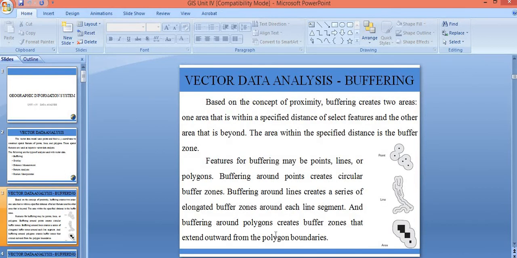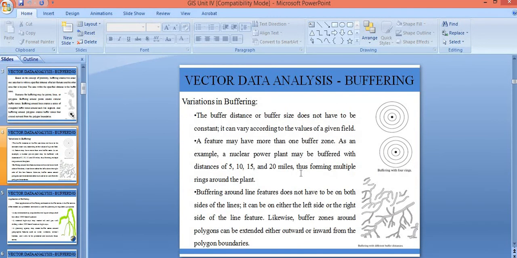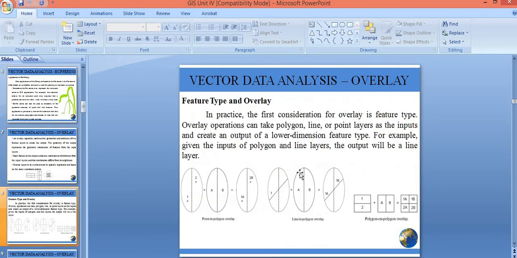Okay, so what about buffering? Buffering means nothing but you are just finding the area within a particular distance. Say for example, you have 2 points here. So around these 2 points, you are just finding the area. Normally this buffering operation is used for identifying the buffer zones, and these buffer zones will be helpful for us to take some critical decisions. Okay, fine. So that is buffering, and you have some variation in buffering also.